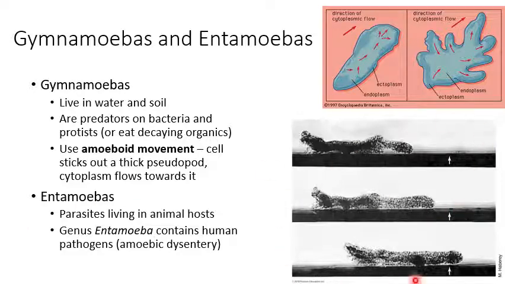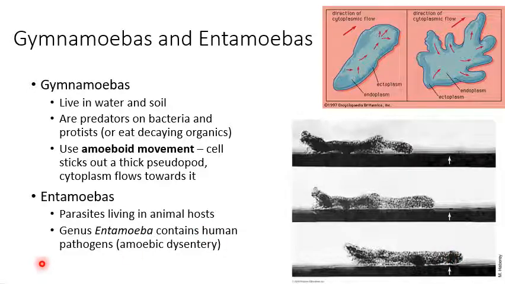So here you actually have a time lapse of that amoeboid movement. This is a pseudopod that this Gymnamoeba is sticking out. Here it is, fully extended. Then the cell is going to move over in the direction of the pseudopod, which brings it forward. And then it can start sticking out a new pseudopod.